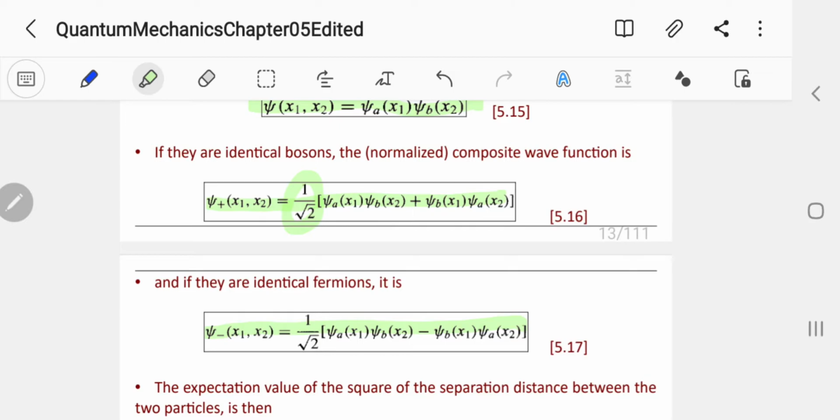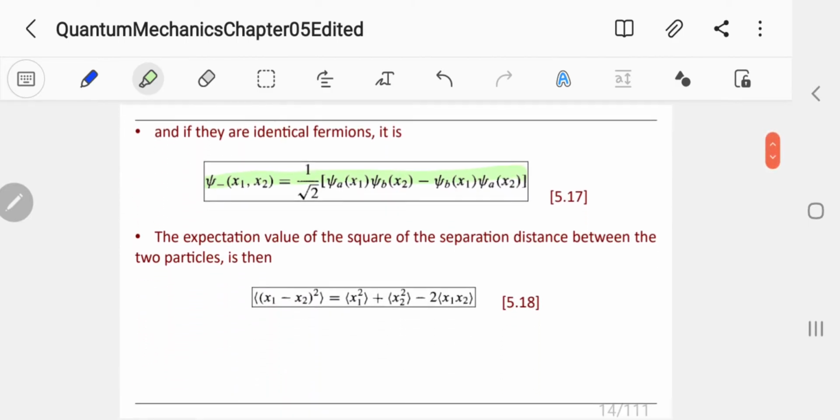So we will now calculate the expectation value of the square of the separation distance between the two particles. Of course, the expectation value for the square of the difference of the distance between the two particles would be just this one. Expanding the square, you have the expectation value of x1 squared plus x2 squared minus twice the expectation value of the product of x1 and x2.